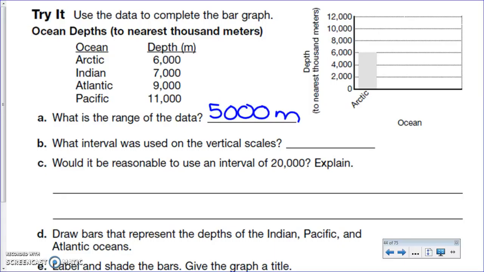B asks, what interval was used on the vertical scales? And the interval is how far are you jumping each time you go up a line. So if we look at our interval on our vertical axis to the right here, it goes from 0 to 2,000 to 4,000 to 6,000 to 8,000 to 10,000 to 12,000. So it's going up by 2,000 each time it goes up to the next line. So our interval is 2,000 meters.